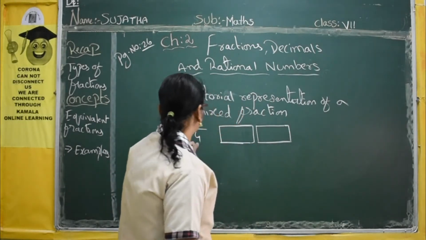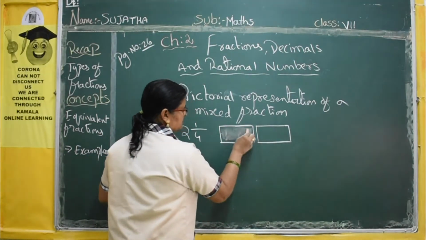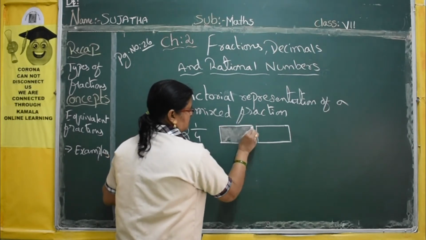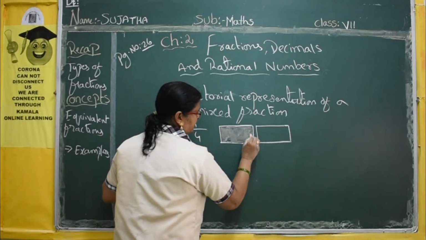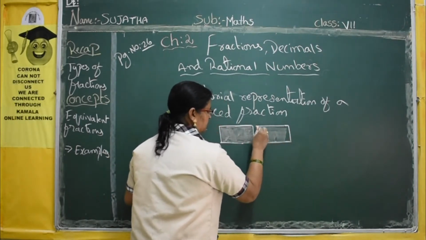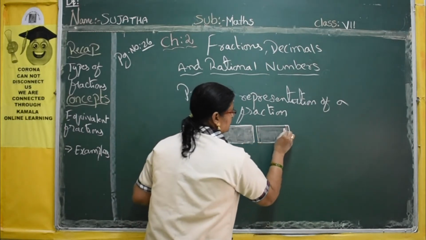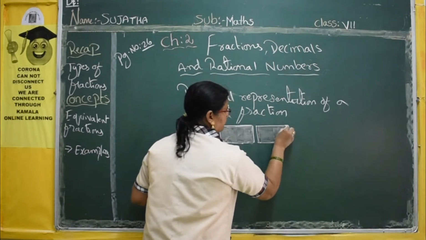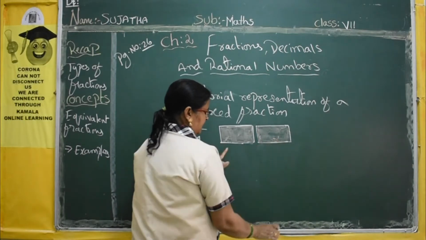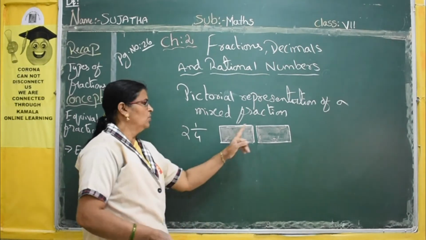2 is the whole part now. So, first I will shade this one. See, like this I shaded the first box. Okay. The second also I shaded. I am shading the second box also. See, the second box also I shaded. 2 boxes over. Now the 2 whole number is over.